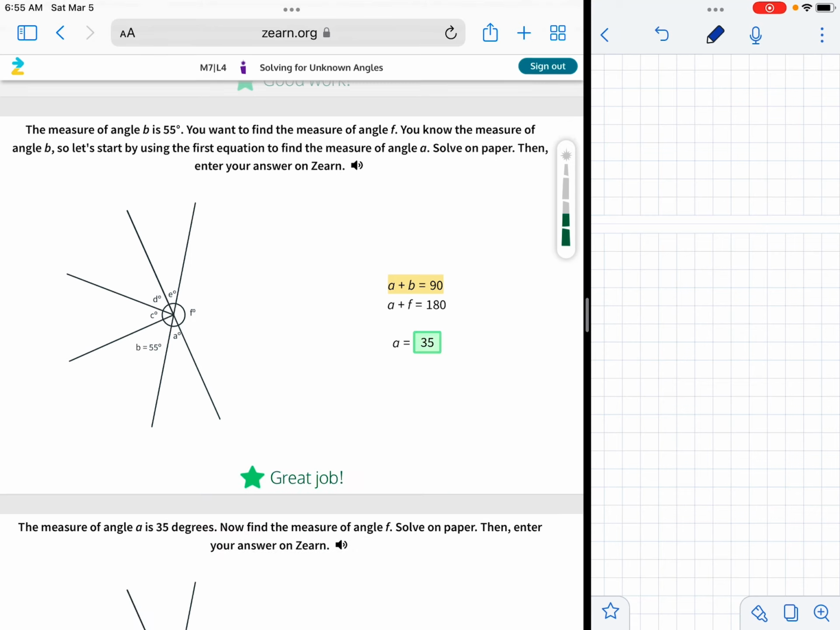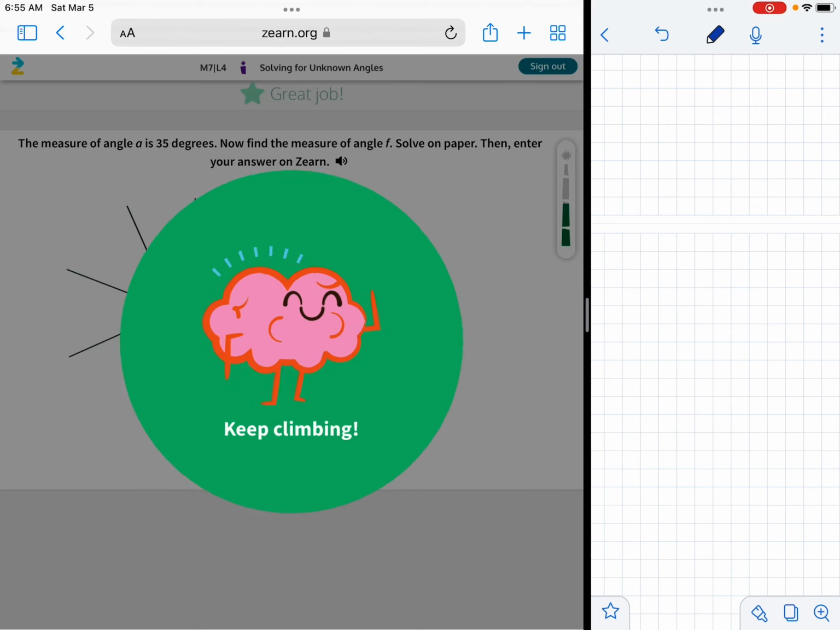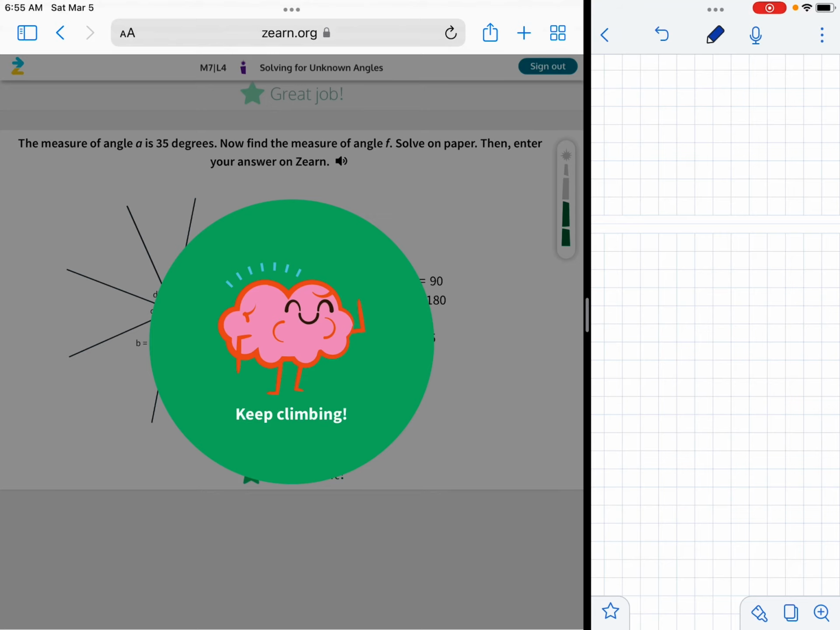And then for F, we know A plus F has to be 180. Well, that's a straight line, so we do 180 minus the 35. 180 minus 30 is 150. 150 minus 5 is 145. Second block done.